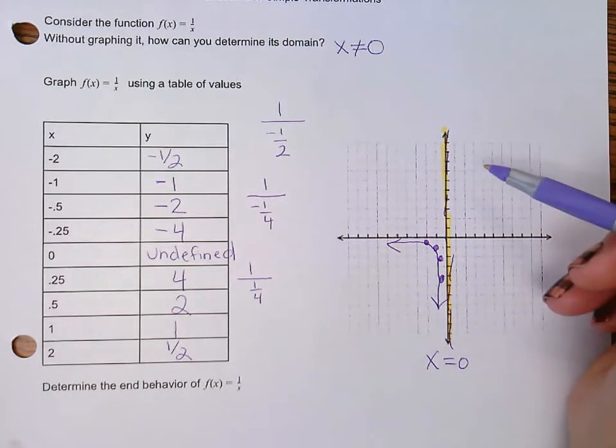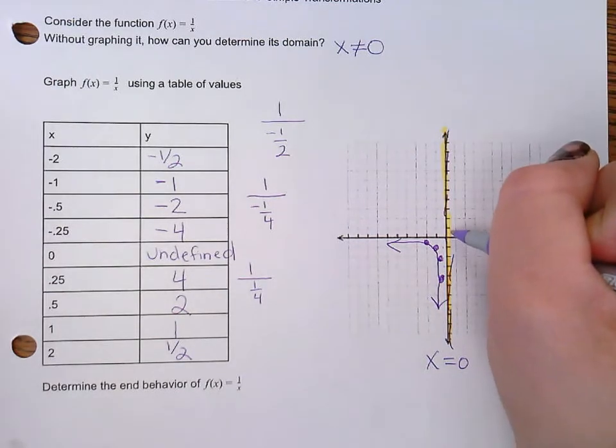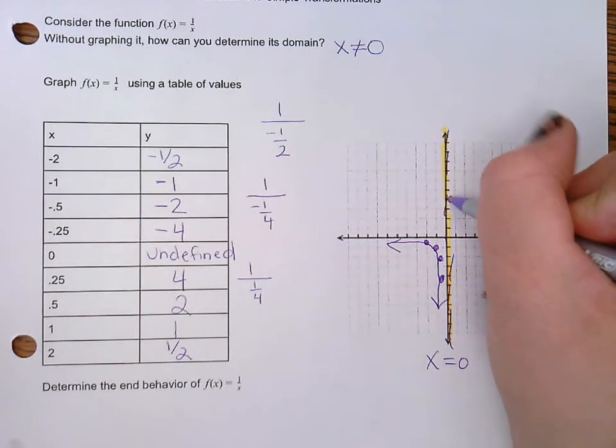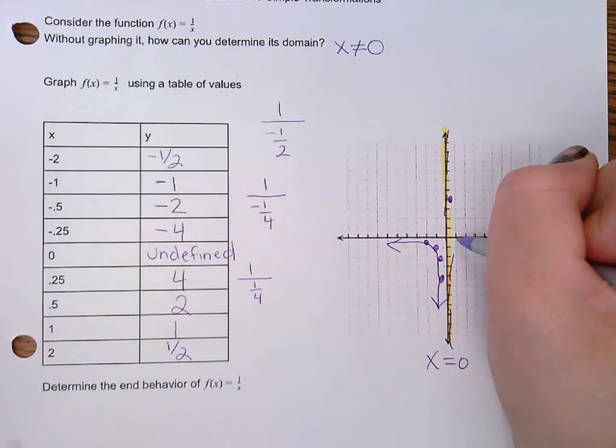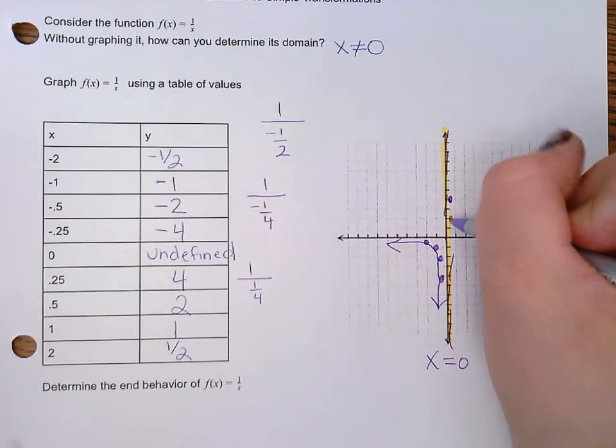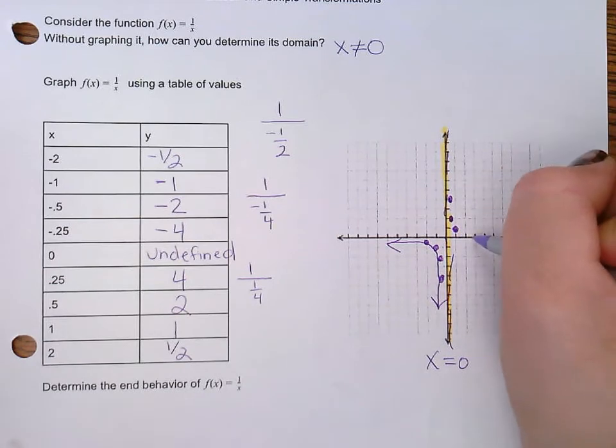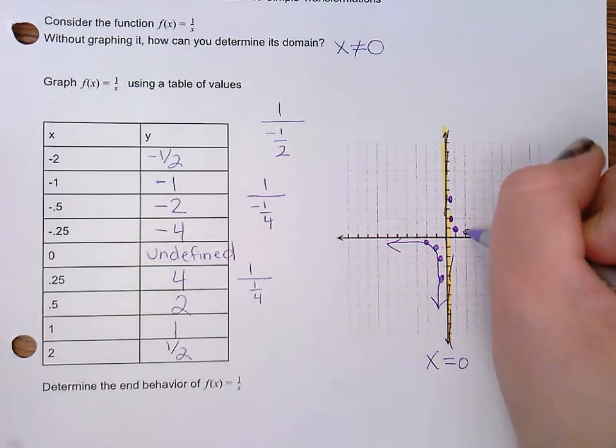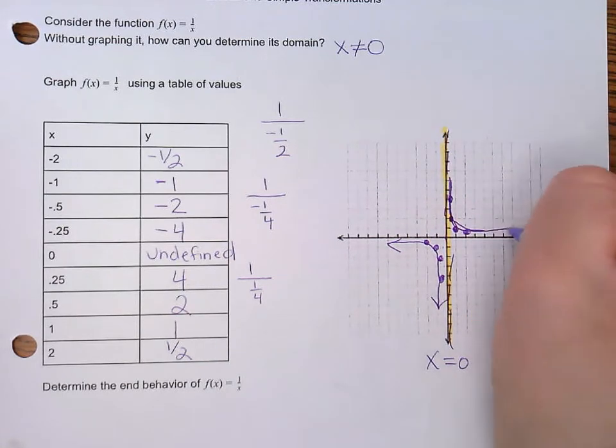Then I'm plotting at 1/4, I'm at 4. At 1/2, I'm at 2. At 1, I'm at 1. And at 2, I'm at 1/2. So this is an L-shaped graph that's up here in the first quadrant. So it's very symmetrical in both quadrants.